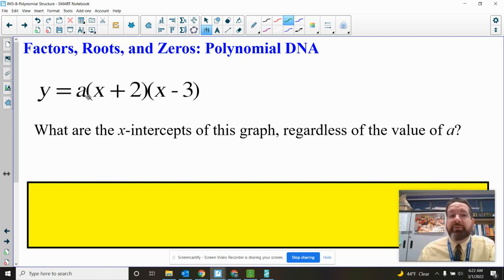Pick a number you like for A, and I want you to see what it looks like. Then pick a different number for A. See what it looks like. And then we'll reconvene here to discuss in just a little bit. For all of your graphs, I want you to make a note of what the x-intercepts are.